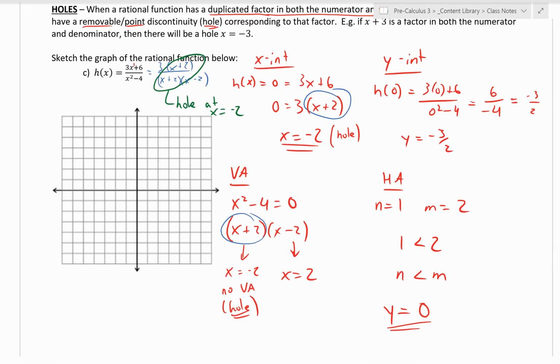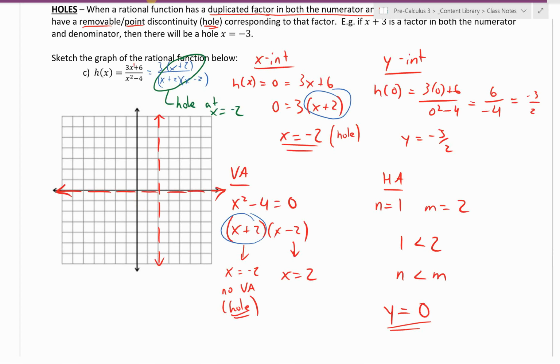We can go ahead and start graphing this. We're going to graph our asymptotes first. x equals 2 is our vertical asymptote. y equals 0 is our horizontal asymptote. Now it's a little bit strange here. My x-intercept was going to be at negative 2, but we don't have an x-intercept there. We actually have a hole there. So we're not going to graph anything there yet. We do have a y-intercept though at negative 3 halves. So negative 3 halves is right there.